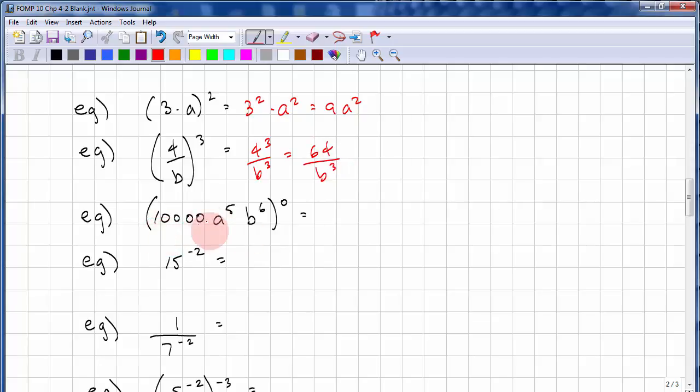Here we go. We have a whole bunch of multiplies, all raised to the power of 0. So this is just 1, because anything to the power of 0 is 1. 15 raised to the power of negative 2. This is 1 over 15 squared, and you can expand this if you like. This is 1 over 225.